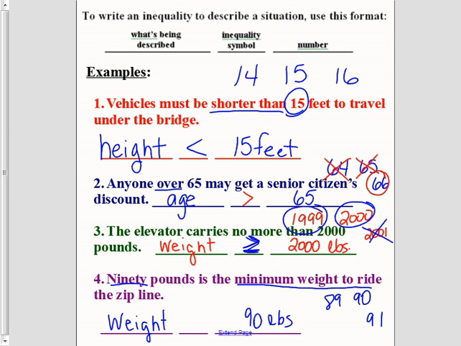So can you be 80 pounds? Nope. Or 89 pounds? No, you're not big enough. 90 does meet the minimum. It's big enough. 91 is also big enough. So your weight has to be either greater than or equal to 90 pounds. Those are just some examples of where you see inequalities, and we see inequalities used a lot in real life.